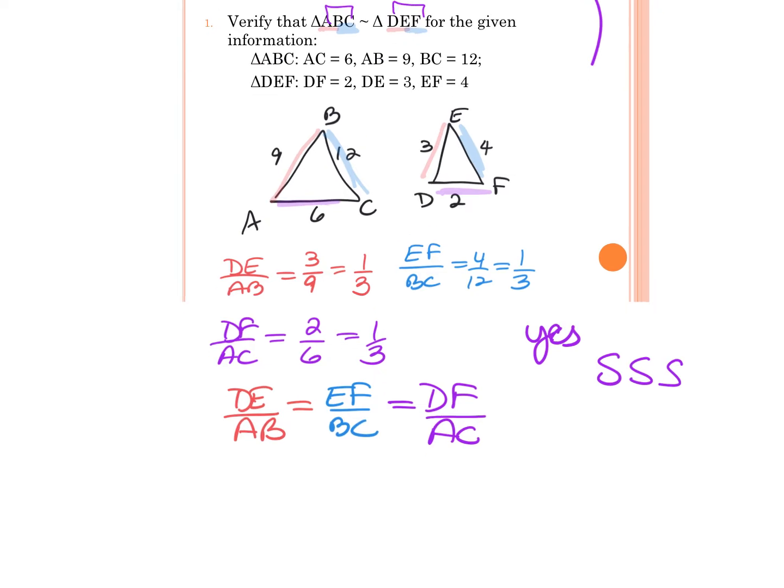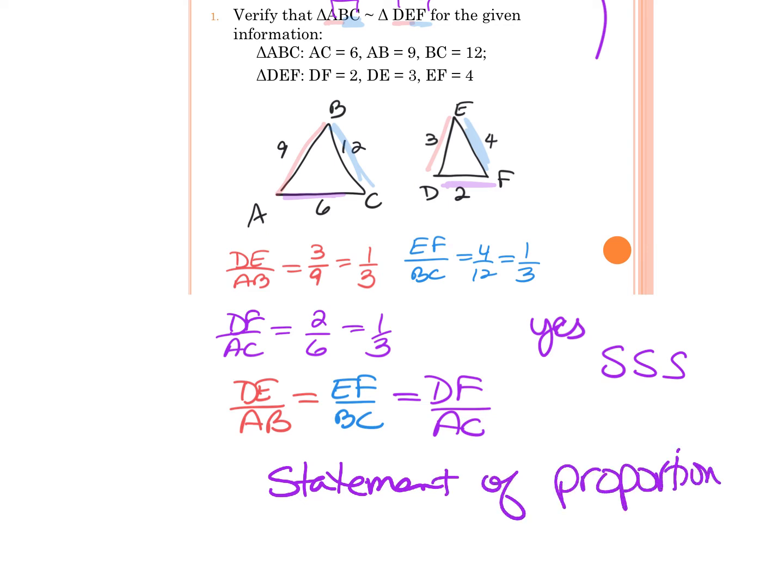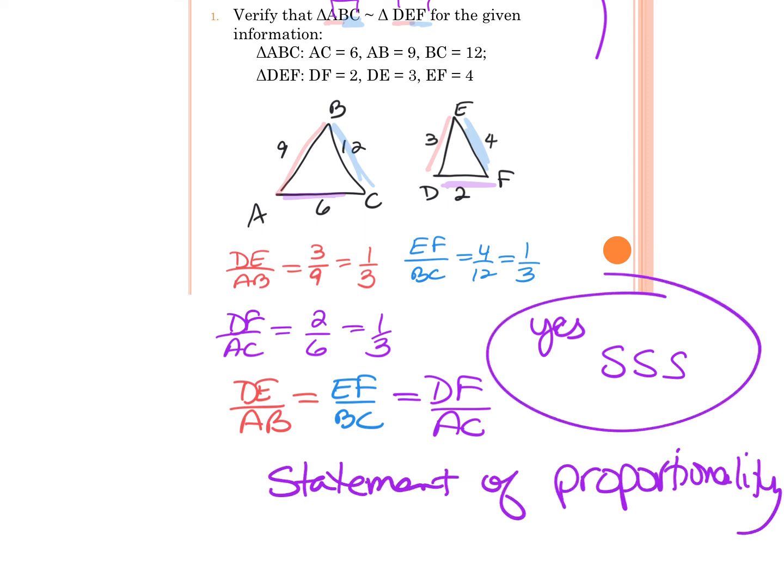Okay, so if the question asks for a statement of proportionality, then you have to put the letters. But for this one, it didn't. It just said to verify it. So then you just had to put 3 over 9, 4 over 12, 2 over 6, and simplify it. All right, and then if it asks for the reason, it is side, side, side.